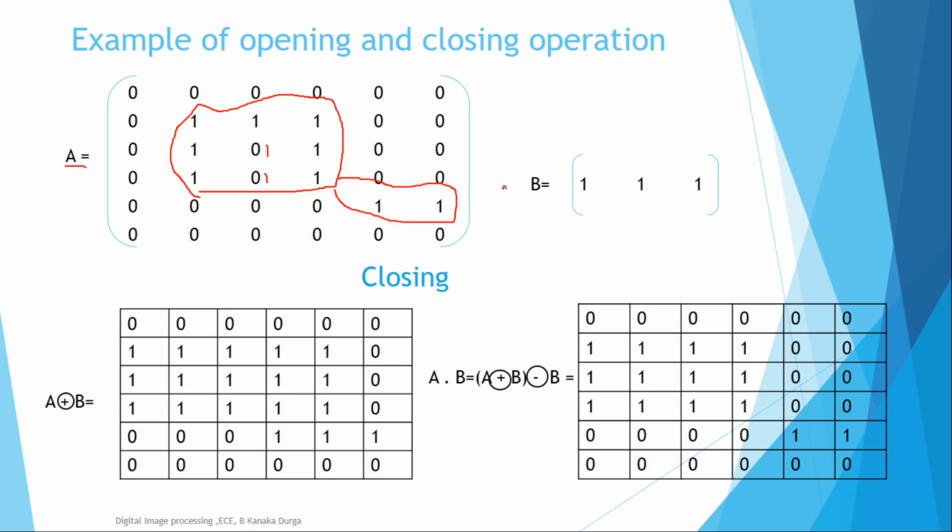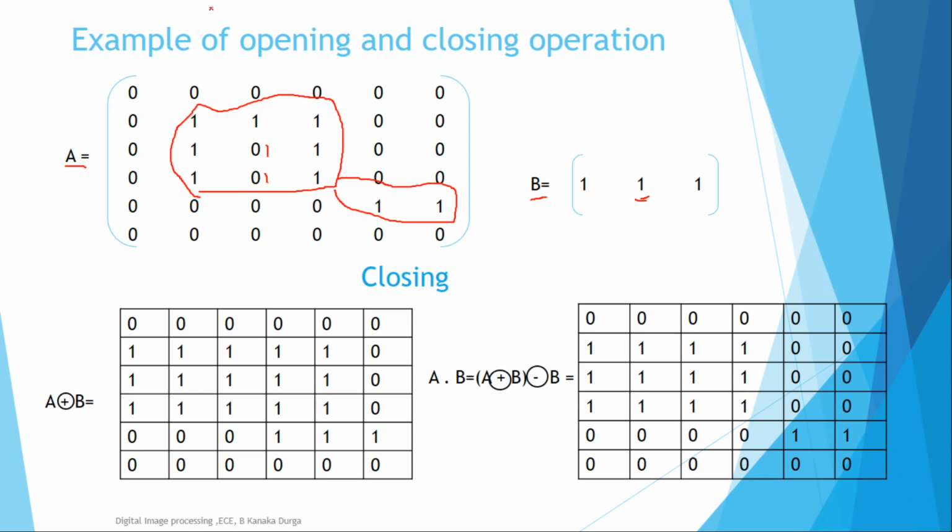In order to apply the closing operation or opening operation, we have to consider the structuring element. The structuring element I am considering as B, and with respect to the structuring element we should know the origin. So I am considering the origin as the center pixel value. So if we observe the closing operation, first I have to go for the calculation of a dilation, so A dilated by B.